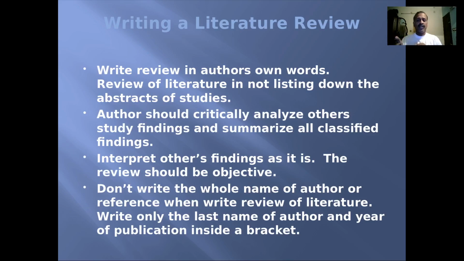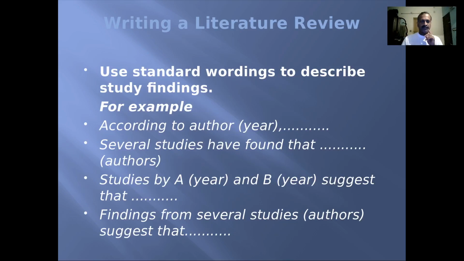Don't write the whole name of the author. If too many authors are there, when you write the review of literature, only the last name of the first author and year of publication, and then followed by information. So use standard wordings to describe study findings. For example, you can write according to the author. For example, if my study is according to Raghunath in 2020, comma, these are the findings.